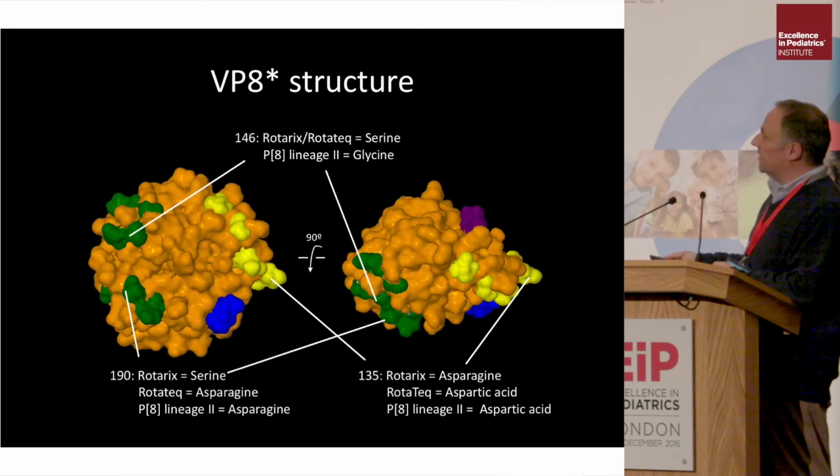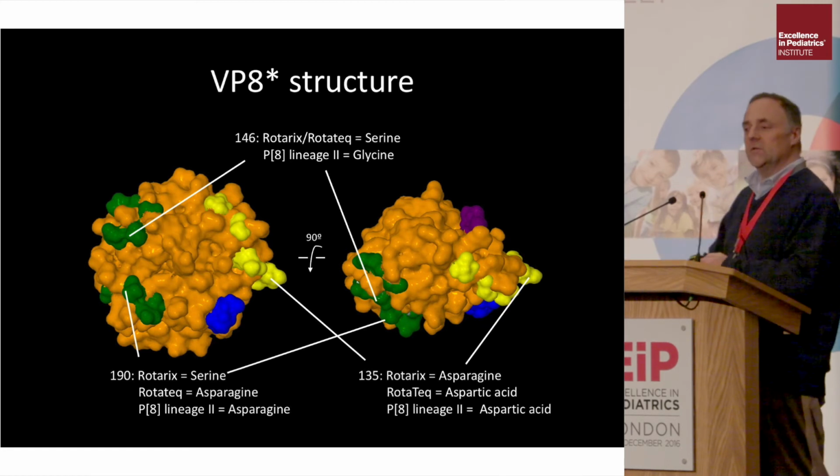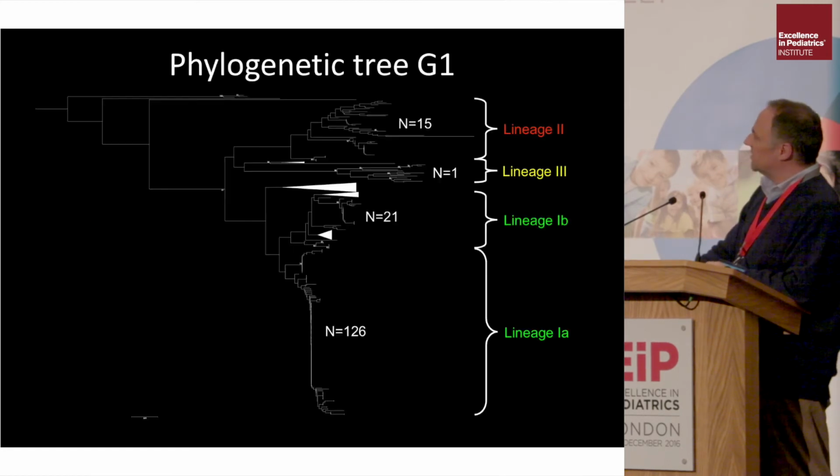When we look at the VP8 structure, in immunologically important regions that are very accessible for antibodies, there is a difference between, for example, what is in ROTARIX, a serine, and what is circulating, asparagine, and the same here. In ROTARIX it's asparagine, in ROTATEQ also, and what is currently circulating is aspartic acid. And there is a slow but steady move away from what is in the vaccine.